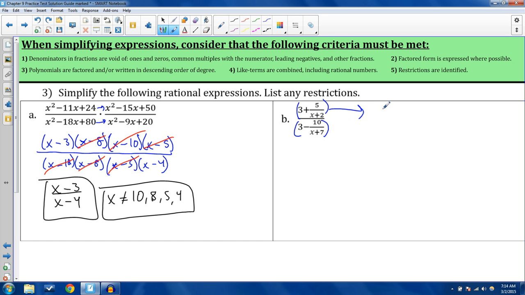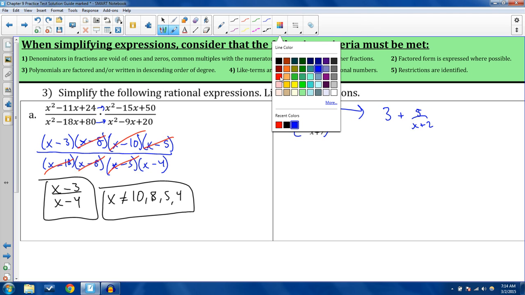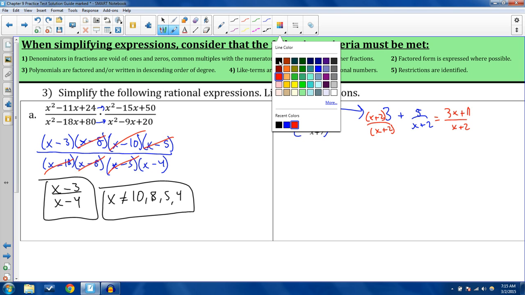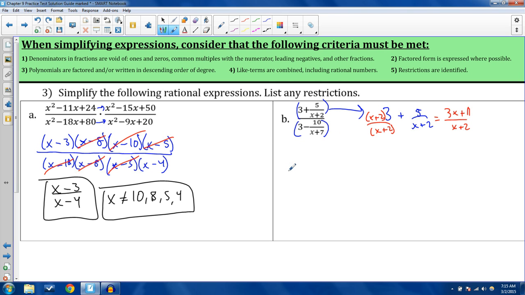So 3 plus 5 over x plus 2. If I multiply 3 here by x plus 2 over x plus 2, then I'll have a common denominator. And now I'm going to have 3x plus 6. It's 3x plus 6 plus 5, so 3x plus 11 all over x plus 2. So the way that I've rewritten it is significantly easier to read as just one nice thing right there.